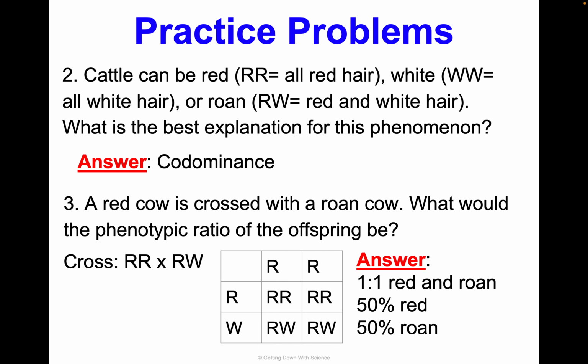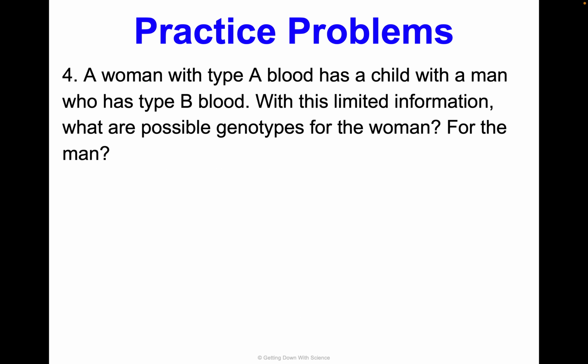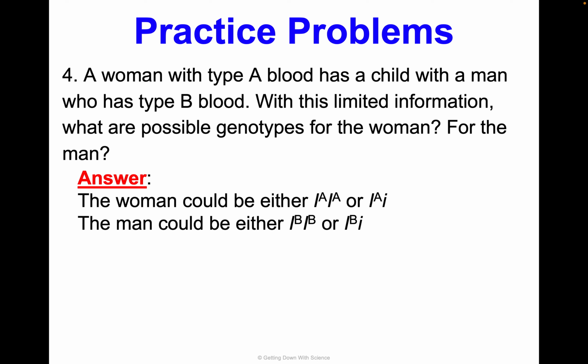Okay, so that's a great example of codominance. A woman with blood type A has a child with a man that has blood type B. With this limited information, what are the possible genotypes for the woman? What about for the man? They're not looking for you guys to cross these. They're just asking, what are your genotypes?